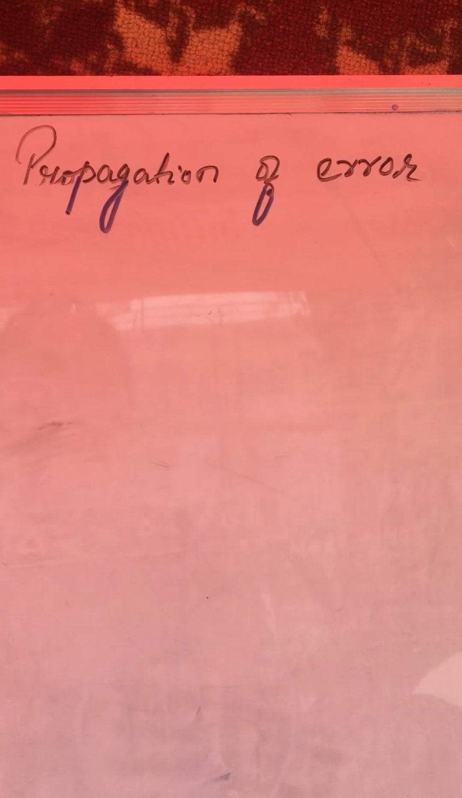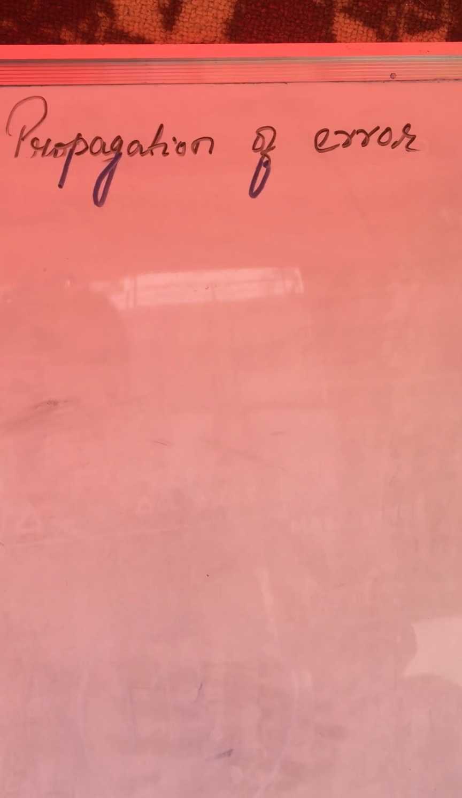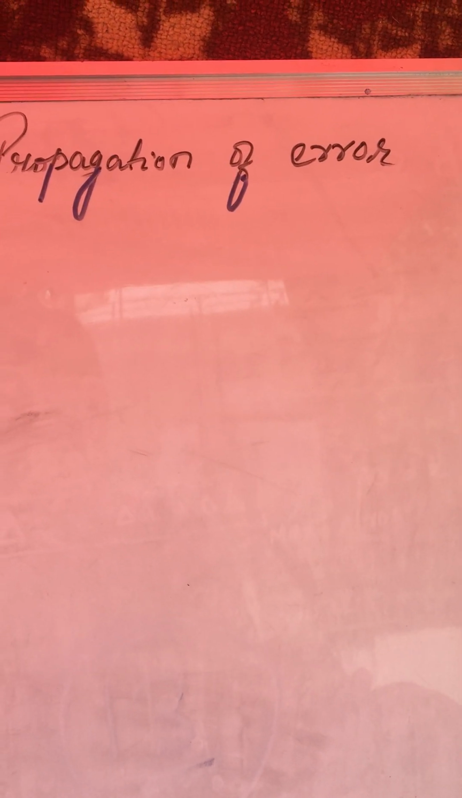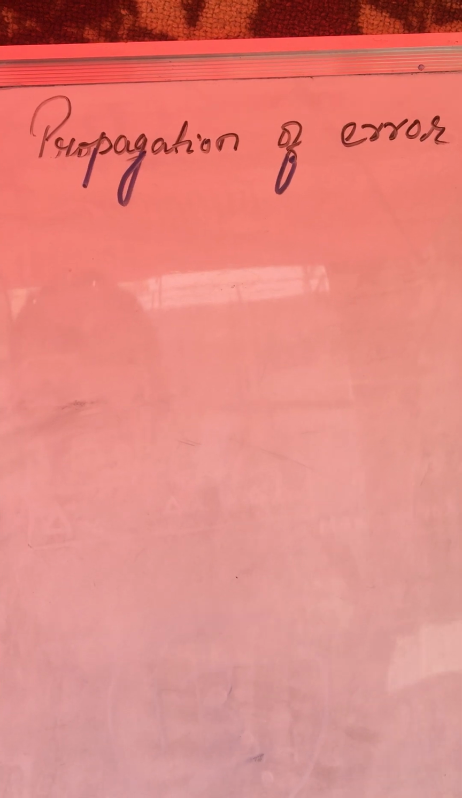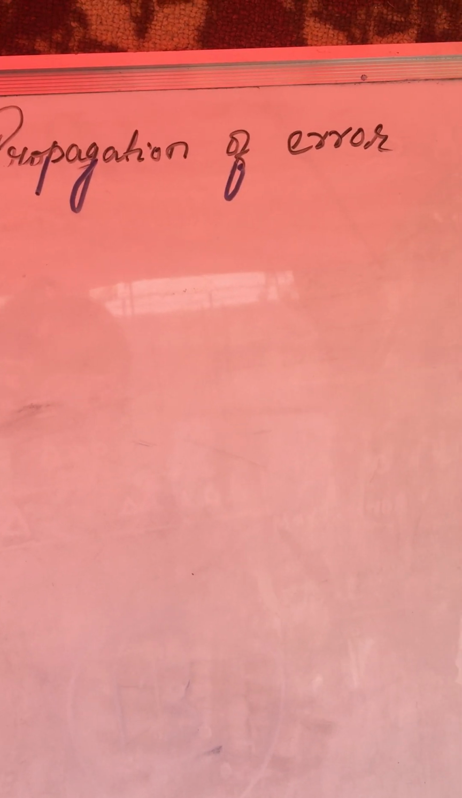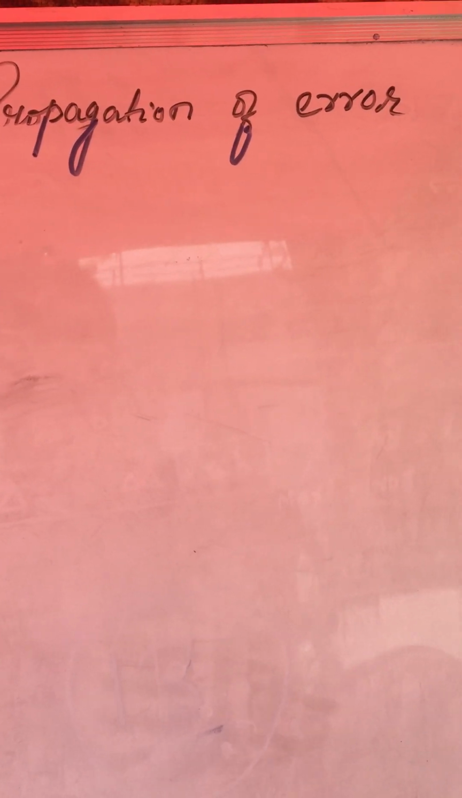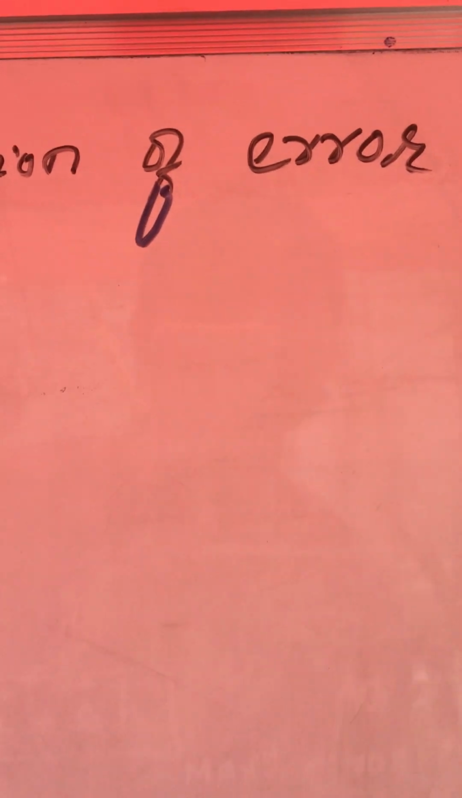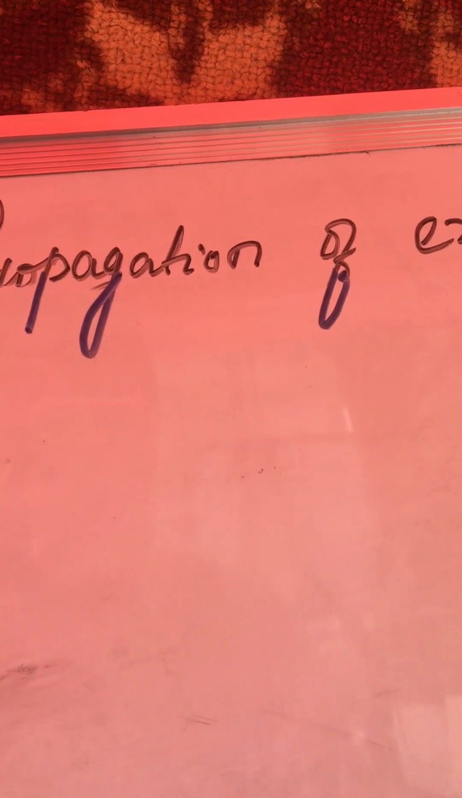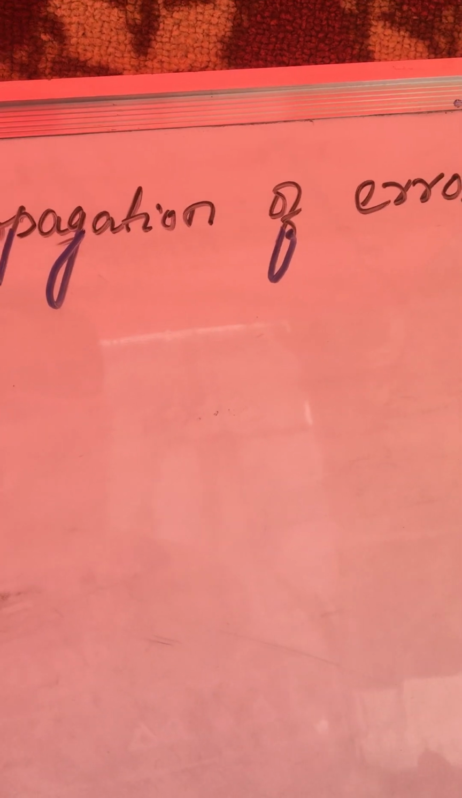In the last class we discussed that in any experiment there will be some error, right? Then the way to get the minimum error, which we called the true value, is by taking the mean of it, right? Now when an experiment is involved, it involves the measurement of two or three physical quantities, right?